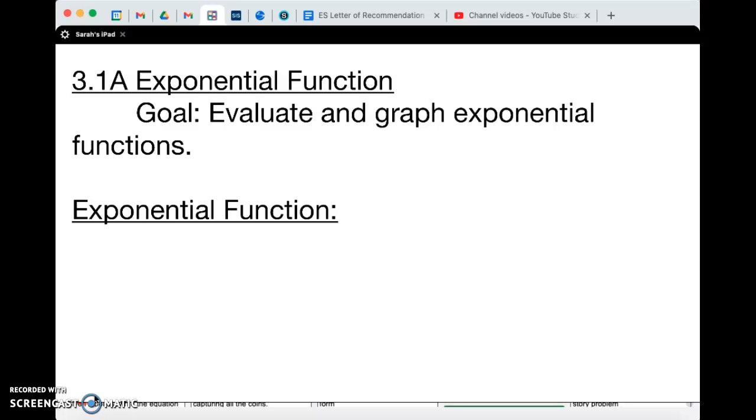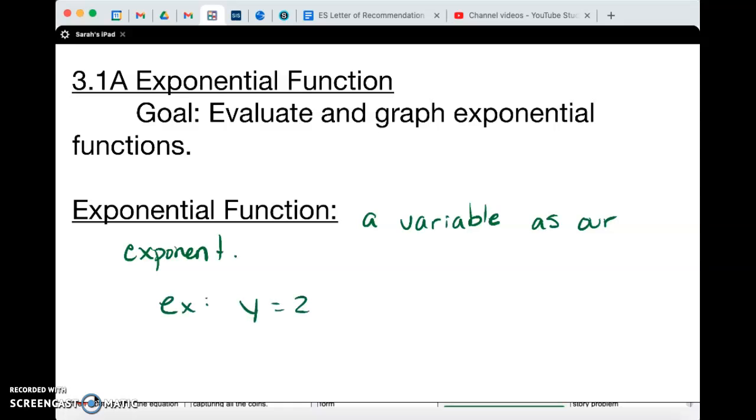Okay. So an exponential function looks like this. Basically, we'll have a variable as our exponent. So if I wanted to do a super basic example, we have y equals 2 to the x power.